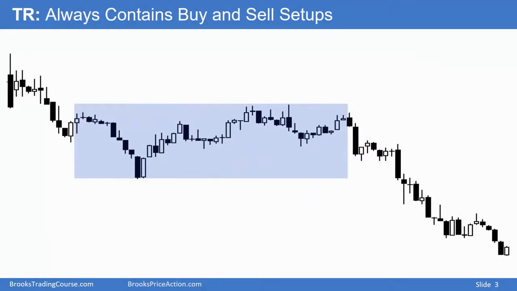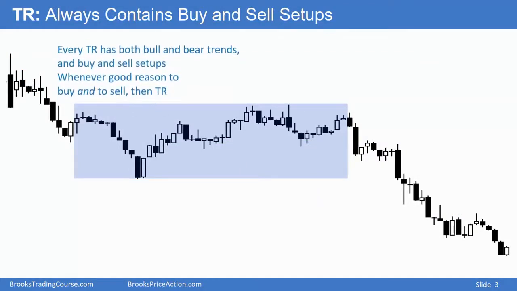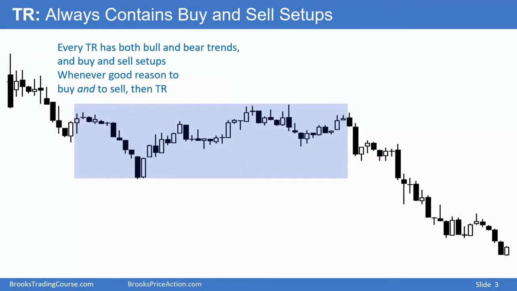Here's a trading range in a bear trend. And every trading range, whether it's in a bull trend or a bear trend, will have both a reasonable sell setup and a reasonable buy setup. We have a double top bear flag, a slightly higher high double top bear flag, and then a smaller double top for the second of the two tops, but basically a double top bear flag.